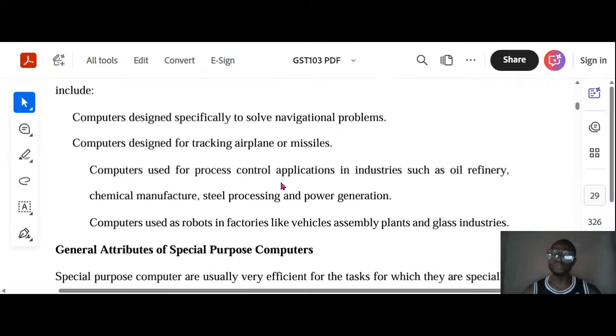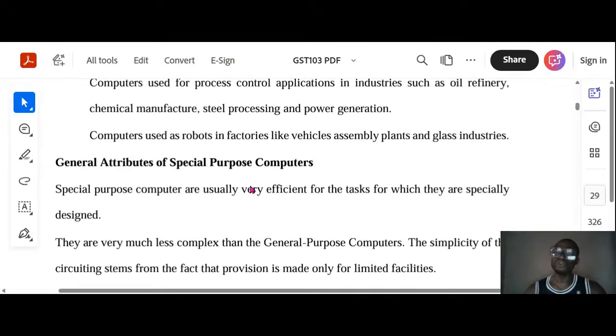The one used in military, the one used to solve navigation problems, the GPS, the one used for tracking airplanes or missiles, like in the airport or so. The ones they use in industry, like in oil refineries and chemical processes, and even the ones used in chemical manufacturing industry, they are all special purpose computers. And the ones they use in robotic engineering or in robot factories, they are all special purpose computers.